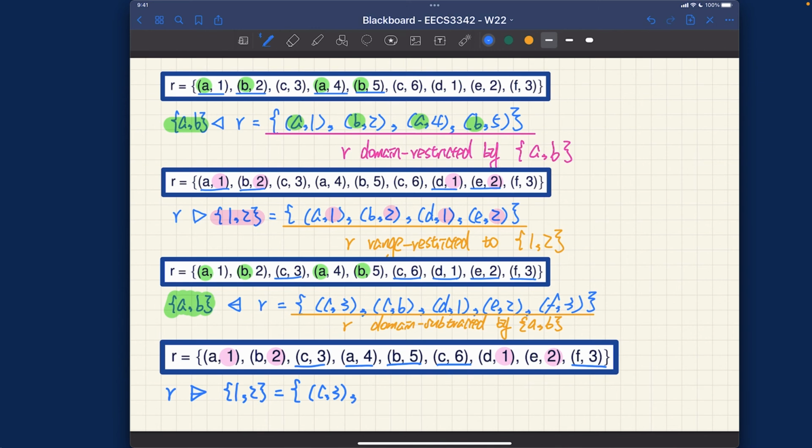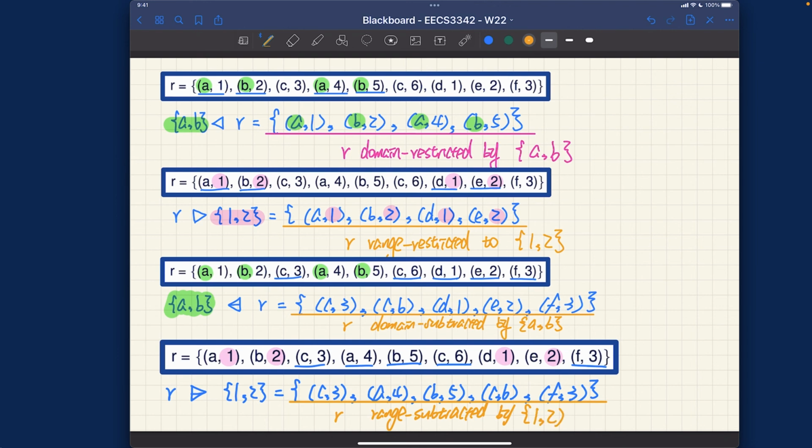C3, A4, B5, C6, F3. That's actually what's left. And we call this R range subtracted by that particular set, range subtracted by 1, 2.